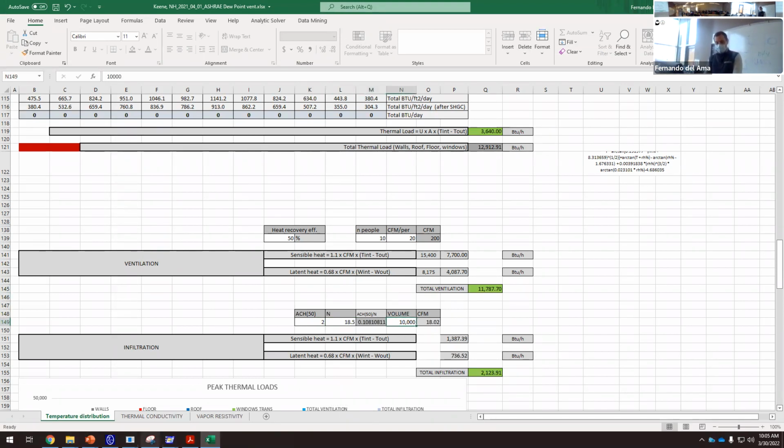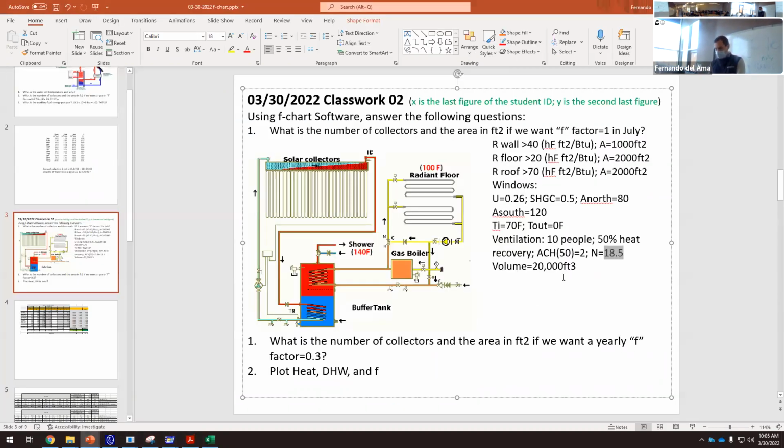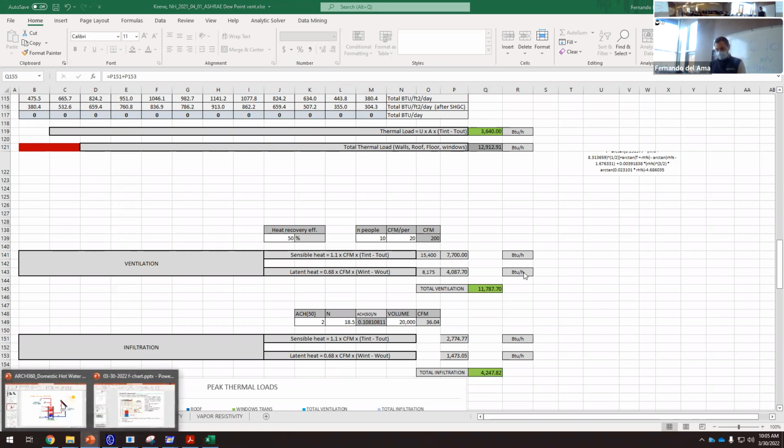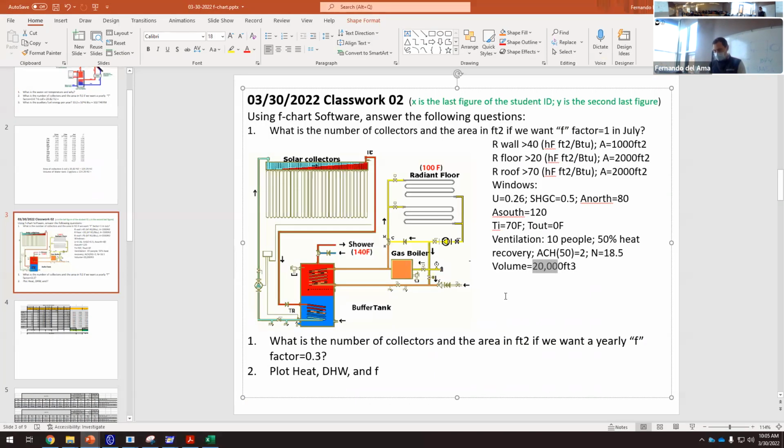I need the volume of the building. The volume of the building is 20,000 cubic feet. And we don't need anything else. And this is the total ventilation and infiltration load. Anything else? No. Okay, so now we need the number of collectors and the area in square feet.